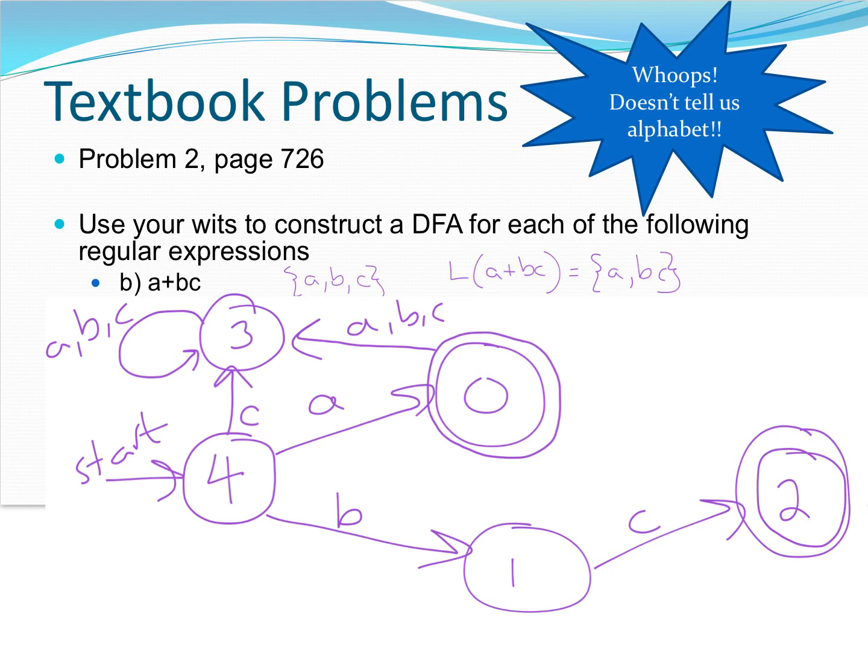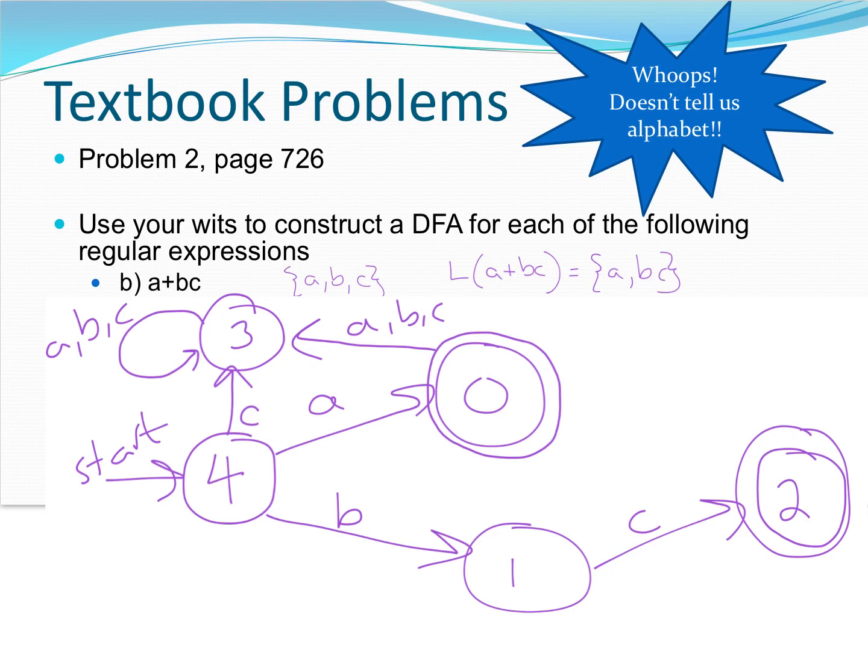So let's go through this again. State 4 has an out arrow for A, B, and C. State 3 has an out A, B, C. State 0 has an out A, B, C. Let's see state 1. State 1 has an out arrow for C. So if I'm in state 1, it means I've already seen the letter B. And the only thing that I should accept after this is a C, right?